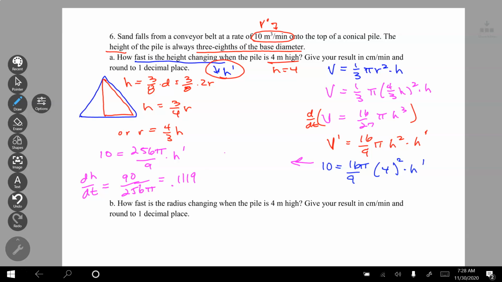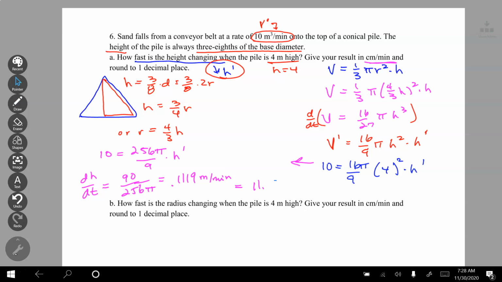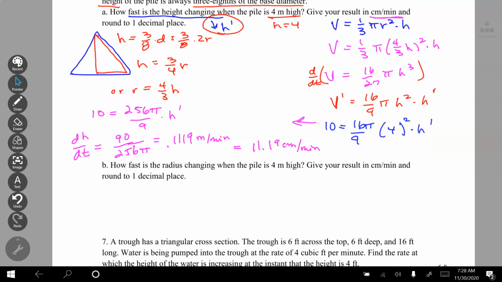0.1119, and this would be, because it was meters cubed, would this be meters per minute? And it says give it in centimeters per minute, so it turns out to be 11.19 centimeters per minute. Now it asks, how is the radius changing?